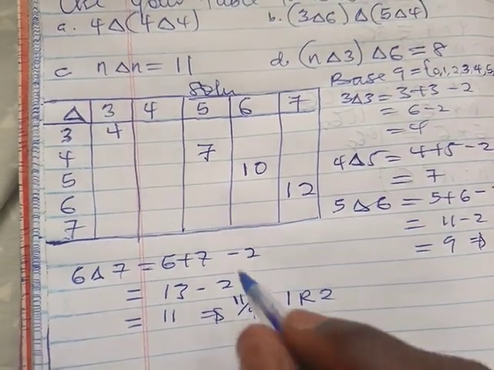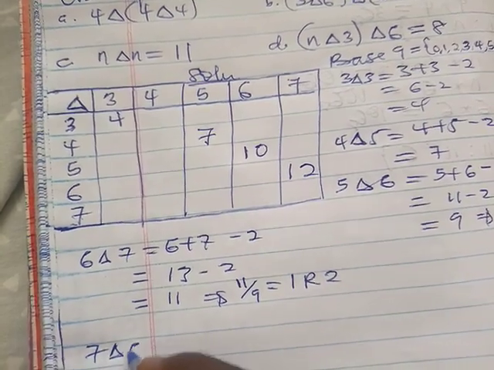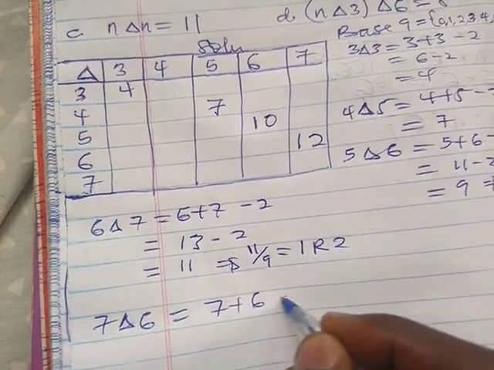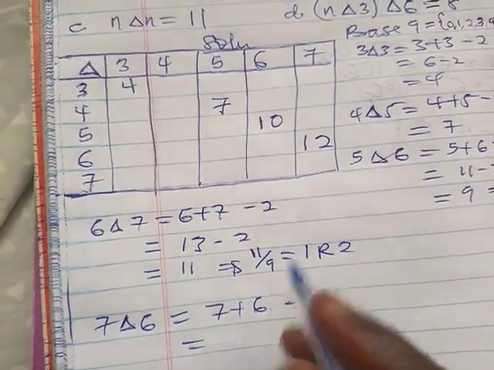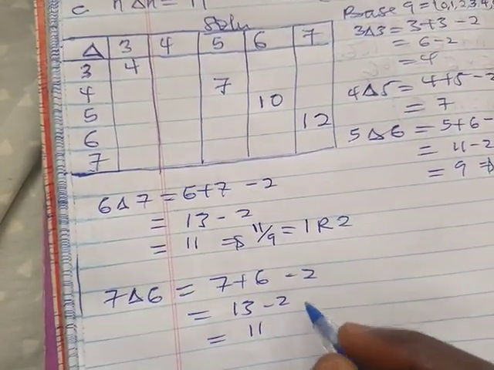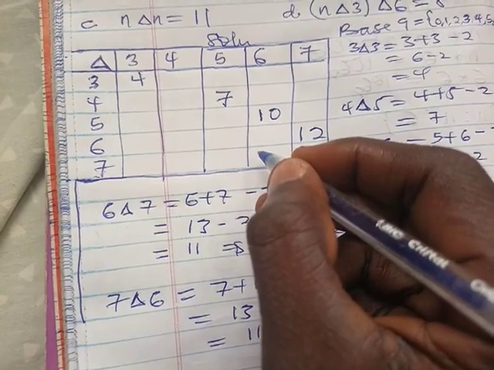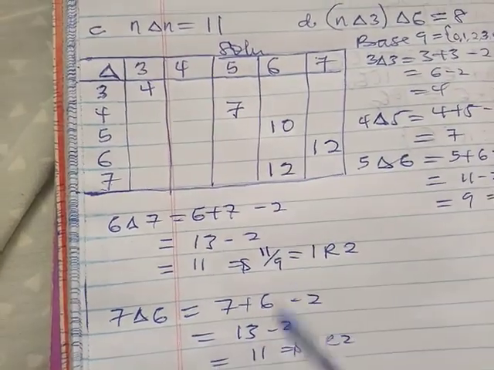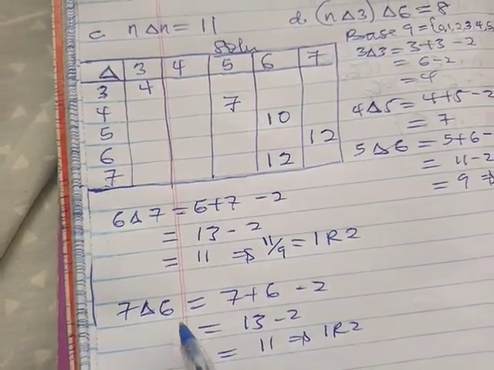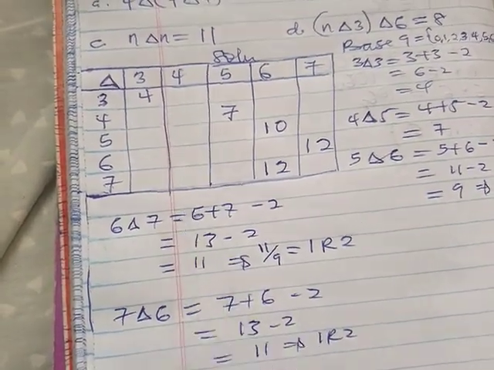Now let's look at 7 delta 6. We have 7 plus 6 minus 2. It's the same thing, because we get 13 minus 2, and the answer will be 11, which is 1 remainder 2. So 1, 2. You can clearly see that it is commutative, because what we get for 6 delta 7 is the same as 7 delta 6.